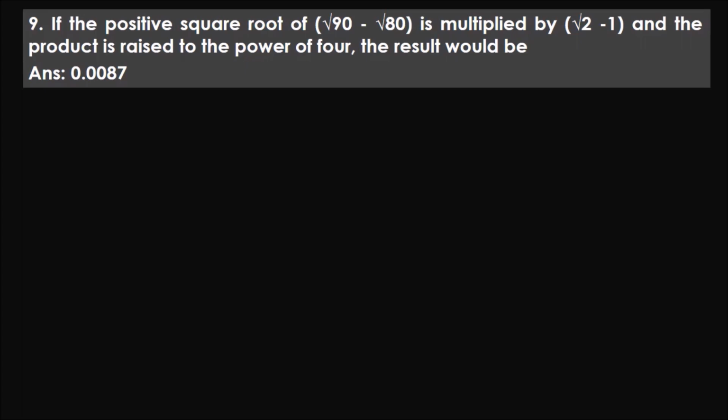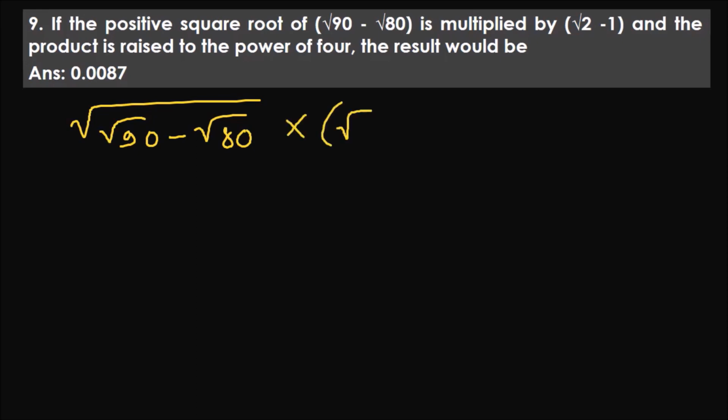If the positive square root of 90 minus square root of 80 is multiplied with square root of 2 minus 1, and the product is raised to the power of 4, so this entire thing to the power of 4, the result would be what?